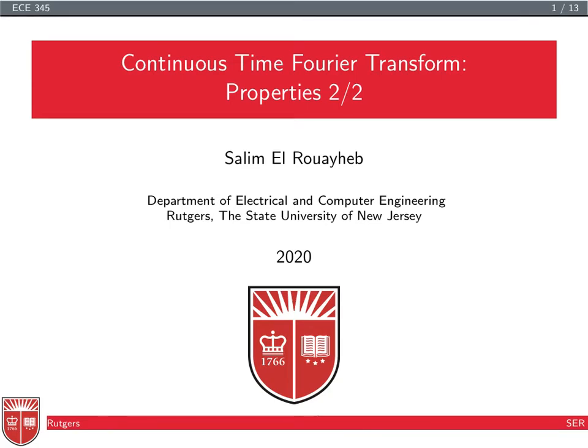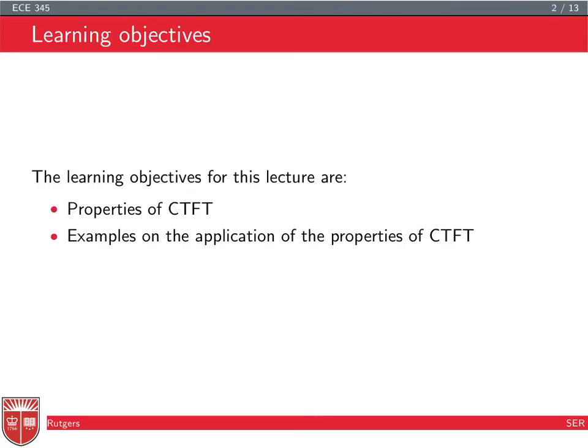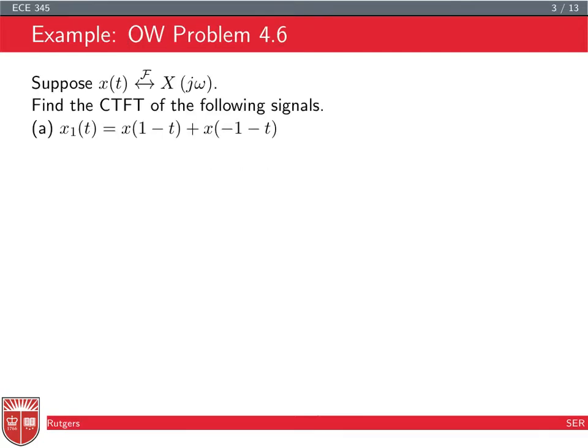In this lecture, we will continue our talk about the properties of the CTFT. So we'll go over more properties of the CTFT and work some examples. Let's start with the first example here, which asks to find the CTFT of a signal x1 of t, which is a function of another signal, which is x of t. So x1 of t is x of 1 minus t plus x of minus 1 minus t.